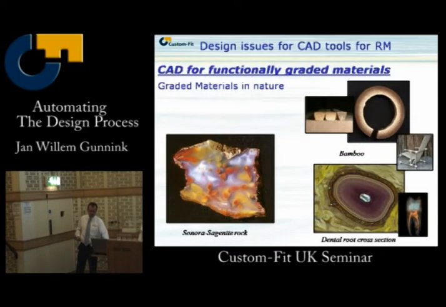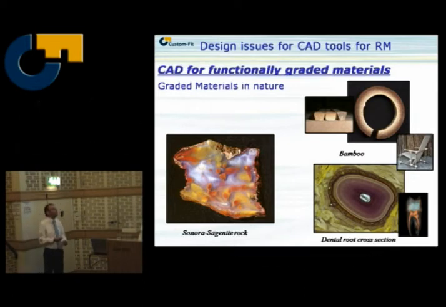CAD functionality for graded materials. Maybe you know what graded materials are, maybe you don't know. Some examples from nature. This is a special stone, and what you see is that the material is going from yellow to a little bit of blue. It's all fading into each other. And with a normal CAD system, we cannot describe it.